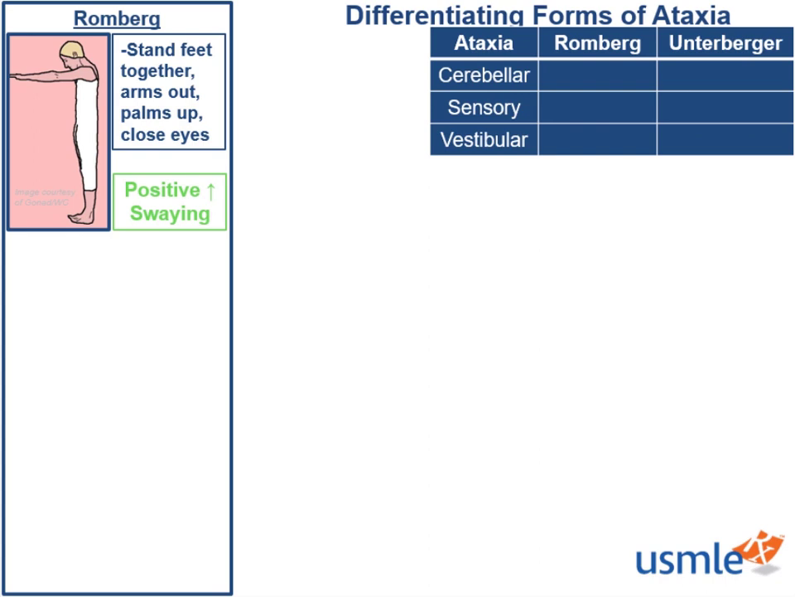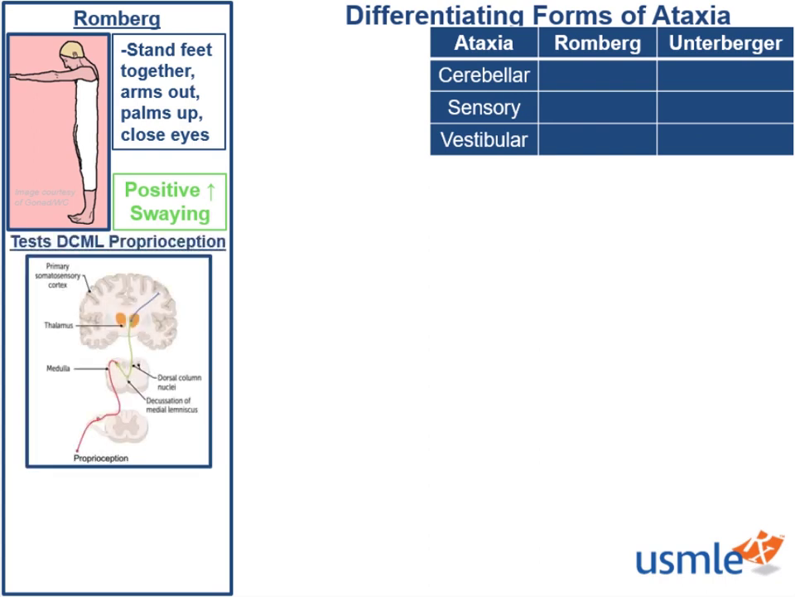vestibular ataxia. In terms of a sensory ataxia, the Romberg examines the health of the dorsal column medial lemniscus pathway that brings proprioceptive information via the dorsal columns into the primary somatosensory cortex. If this pathway is injured, such as from a vitamin B12 deficiency, the person cannot tell where their body is in space. They lose proprioception. They can compensate with their vision, but when we ask them to close their eyes, they can no longer compensate, giving them a positive Romberg test.